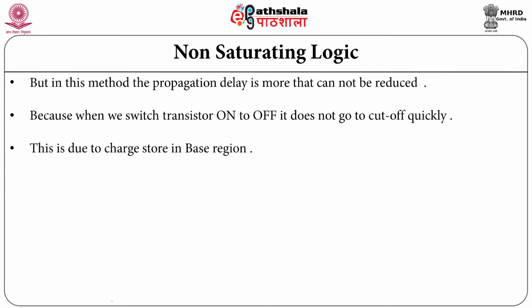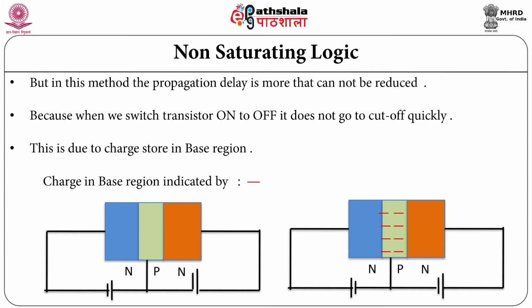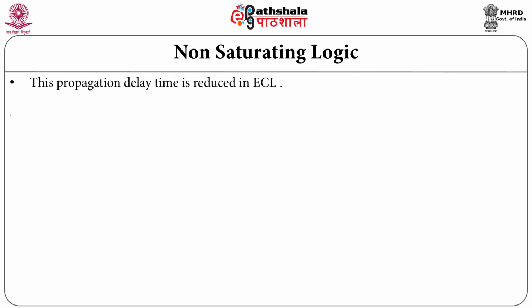This is due to charge stored in the base region. It is shown in the figure. You can see that there is an NPN type of transistor which is operated either in the cutoff region or in the saturated region. To switch it from one state to the other, the stored charge in the base region has to be nullified. So, there is some time required for this, which is related to the delay. This propagation delay time is reduced in ECL.